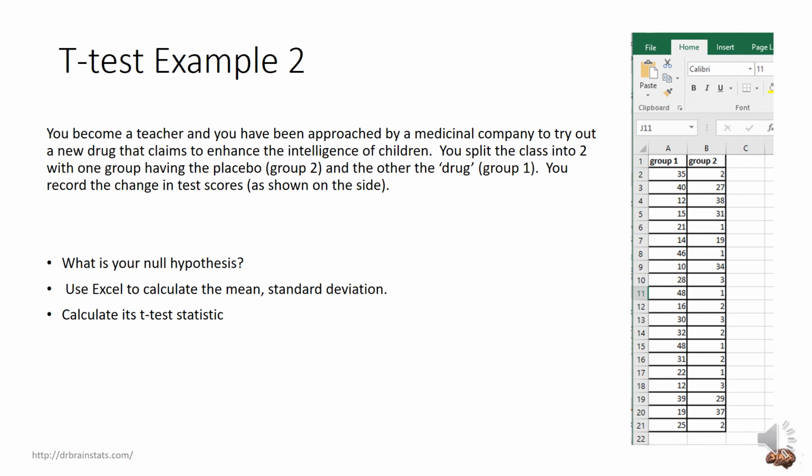And a second example. You become a teacher. You've been approached by a medicinal company to try out a new drug that claims to enhance the intelligence of children. You split the class into two, with one group having the placebo, that's our group 2, and the other the drug, that's your group 1. You record the change in test scores as shown on the side. What is your null hypothesis? Use Excel to calculate the mean, standard deviation and calculate its t-statistic.